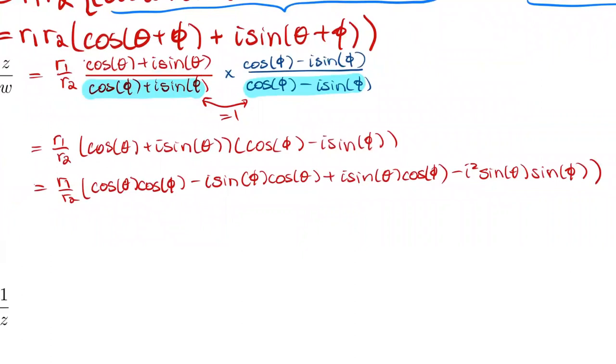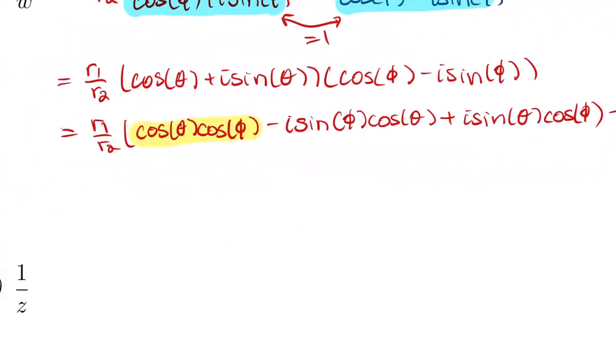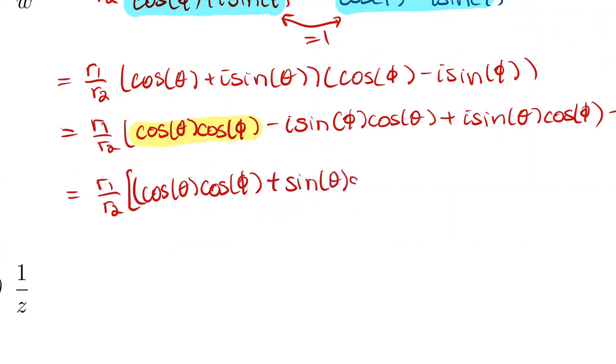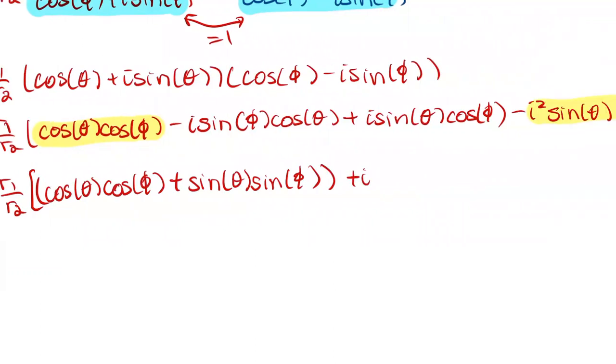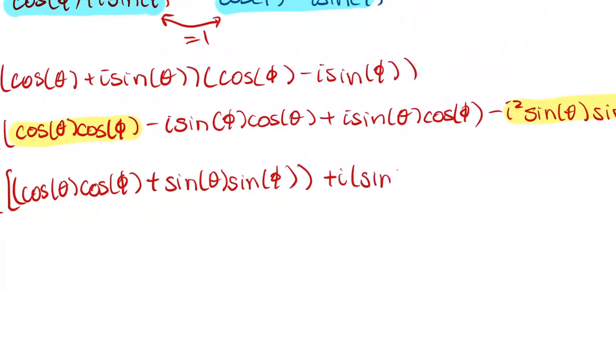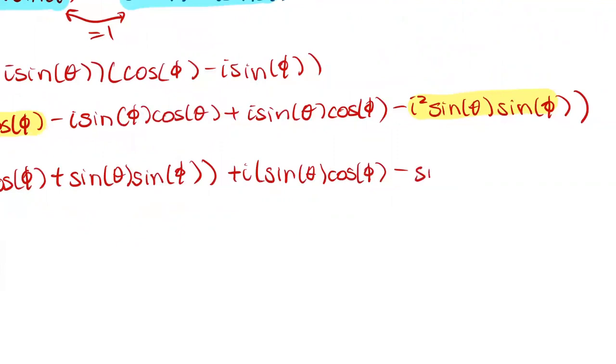So say we take the cos theta cos phi here, and this part is going to be positive sine theta sine phi. So I'm going to write this R1 divided by R2. And we would just have, for the first one, cos theta cos phi plus sine theta sine phi. And then for the other term, we have i still, but we're going to have sine theta cos phi minus sine phi cos theta.